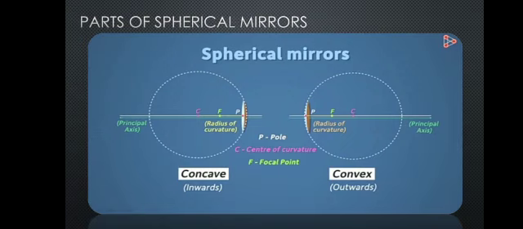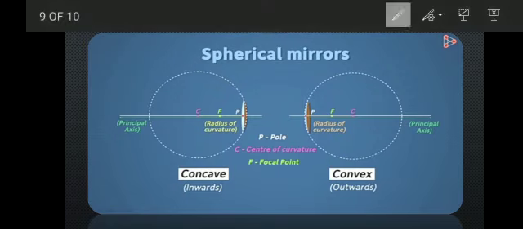Now the parts of spherical mirrors. There are some parts of spherical mirrors you have to understand and remember before discussing the next characteristics of light and optical instruments. Let's start with the parts of these mirrors. Here a concave mirror is shown and a convex mirror is shown. Both of these mirrors have the same parts, that's why we have to explain them together.